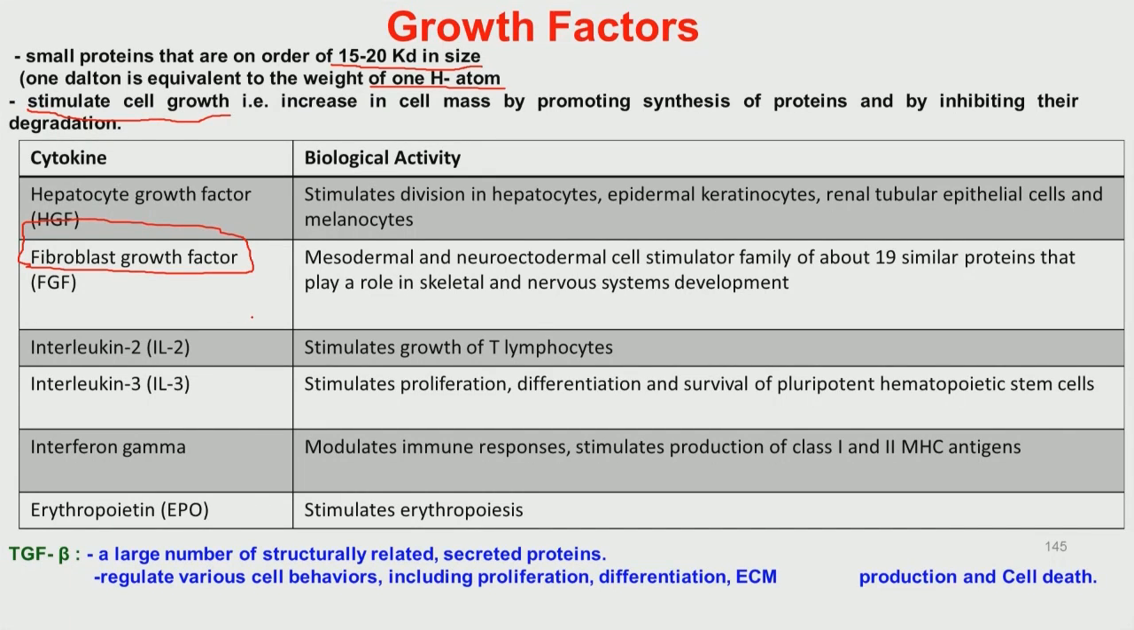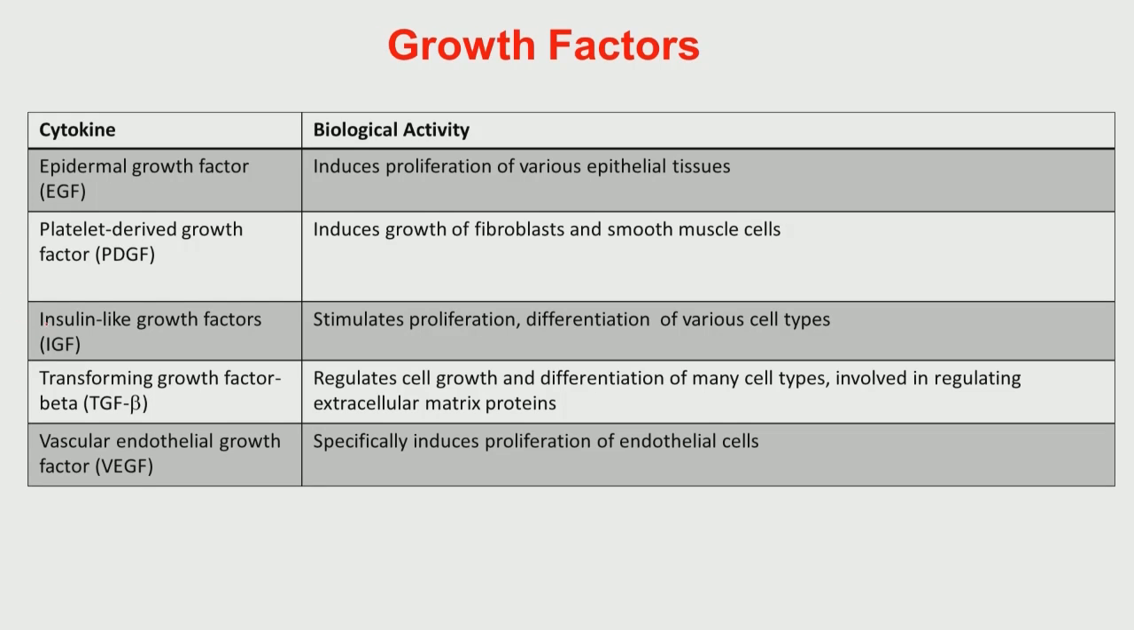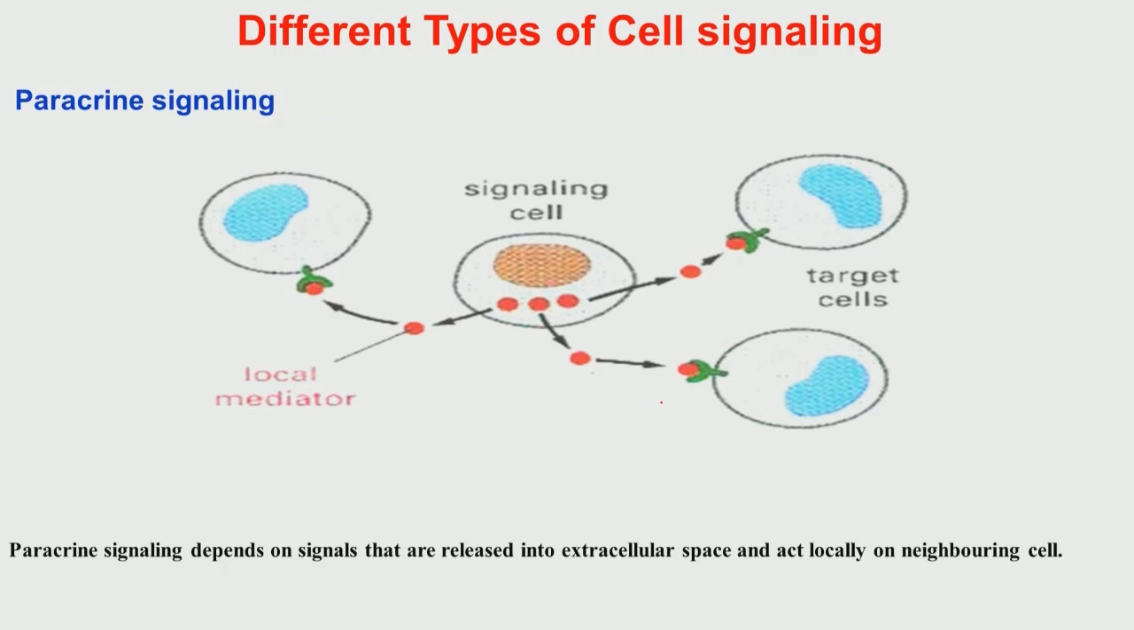One is fibroblast growth factors, which are responsible for skeletal and nervous system development. You have insulin like growth factors, and another one is transforming growth factor beta, which regulates cell growth and differentiation of many cell types. So, it is perhaps useful to remember these three growth factors in the context of bone tissue engineering applications. So, this is what I was mentioning.